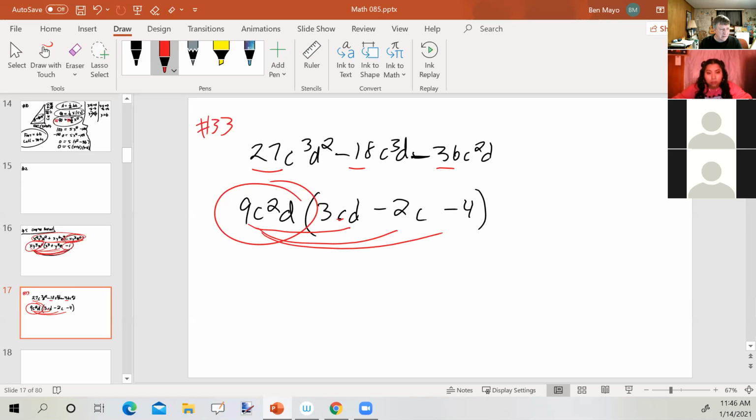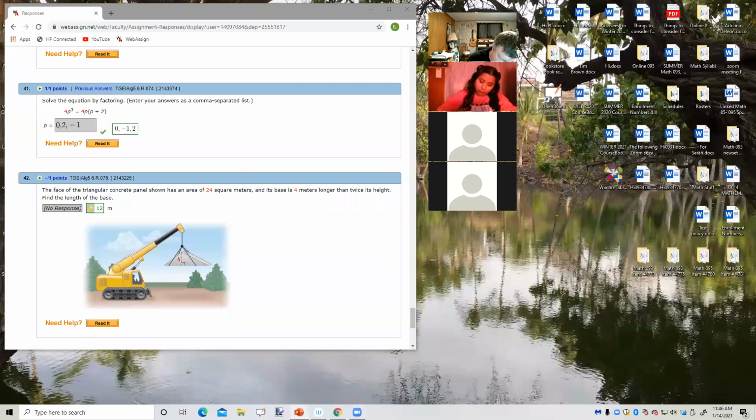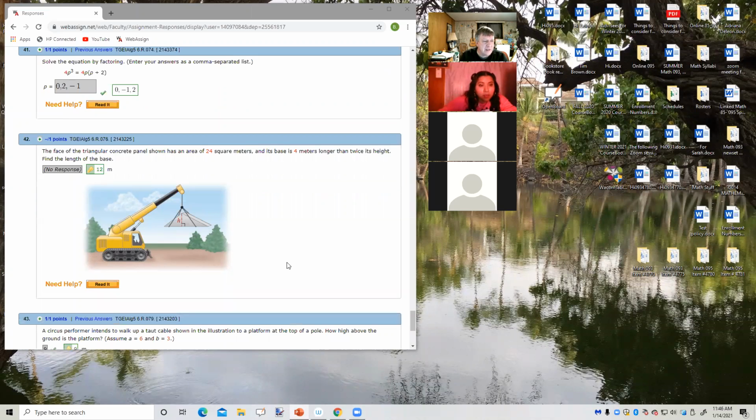And then finally, number 42. Are we good to go on to 42? All right. Let's see here, number 42. It says, the face of the triangular concrete panel shown has an area of 24 square meters. So we're dealing with a triangle, and the area is 24 square meters.